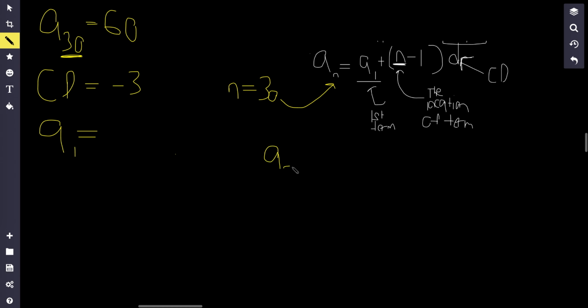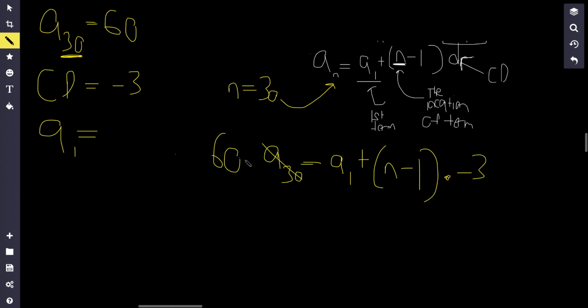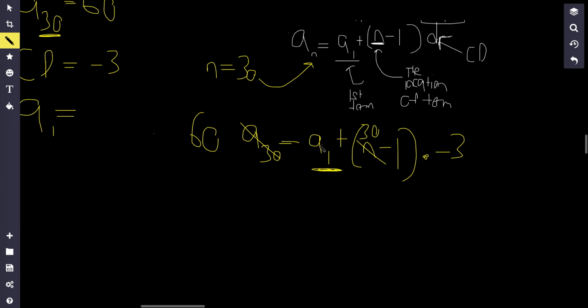So we're going to get a sub 30 is equal to a sub 1 plus n minus 1 times the common difference, which is negative 3. We know a sub 30 is equal to 60. We know that we're on the 30th term, so instead of n, we replace it with 30. Now notice how all we're left with is a sub 1, and then we just have to isolate the variable.